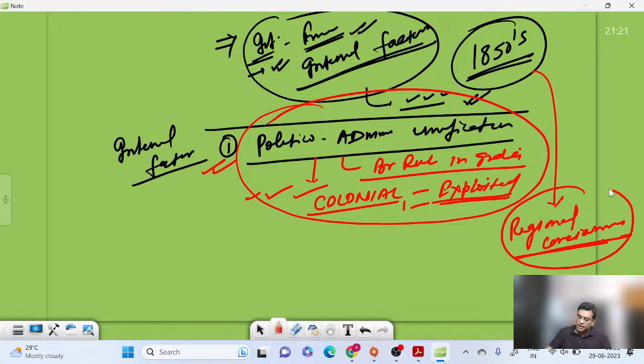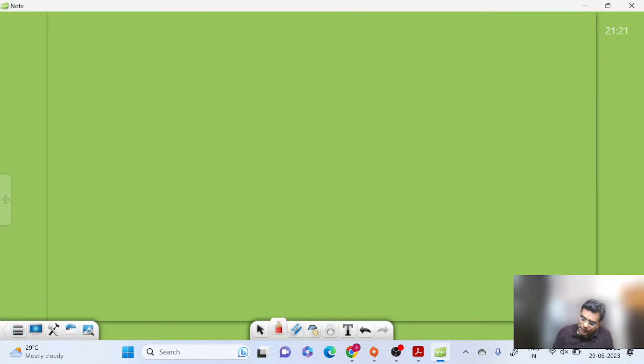Nationalist consciousness had overshadowed the regional consciousness. So politico-administrative unification. Then the second important factor is the introduction of English.